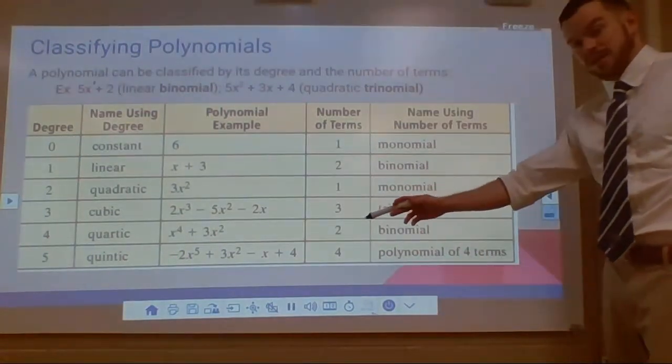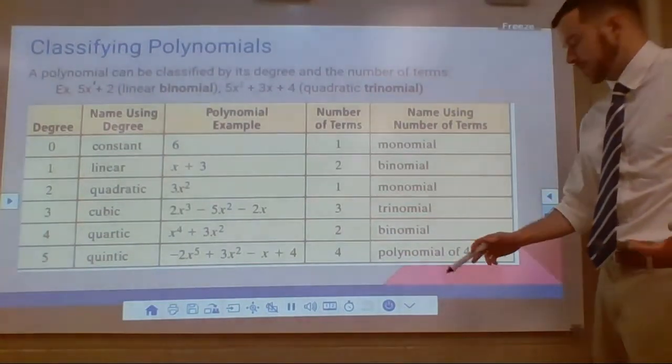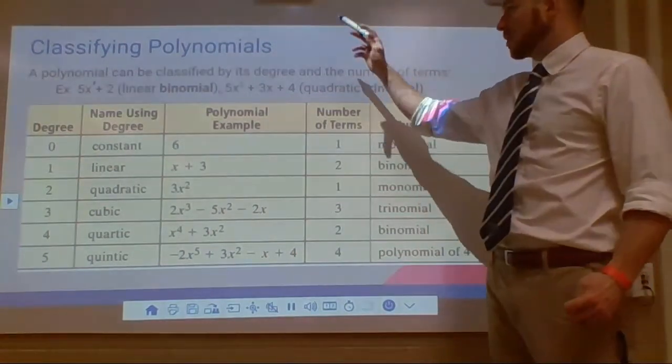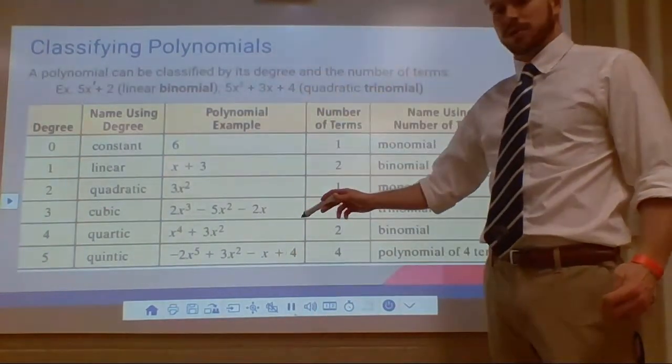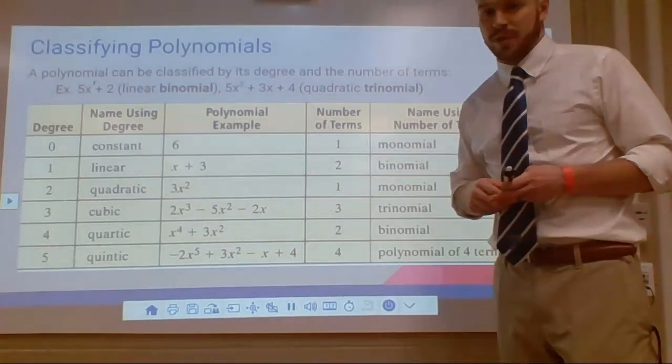So in this case, it has 4 terms. Polynomial of 4 terms. If it had 7 terms, we'd say polynomial of 7 terms. Okay? So make sure you get these in your notes and you're able to classify polynomials. We'll get some practice with that here.